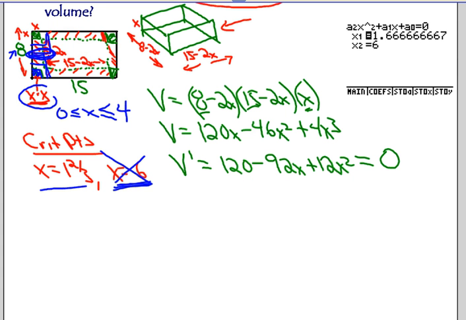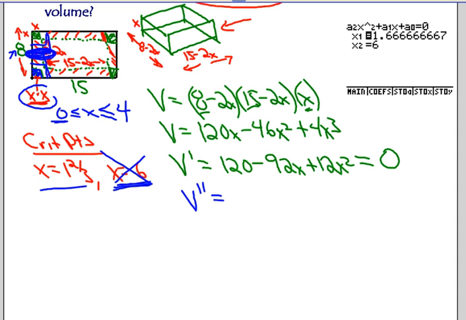Okay, hopefully 1 2/3 will be a max, because if you think about our endpoints, if we cut out 0, that's flat, that doesn't have a volume. If you cut out 4, the same thing, you have no side over here, that's not going to give us a volume. So we're kind of betting on this 1 2/3.